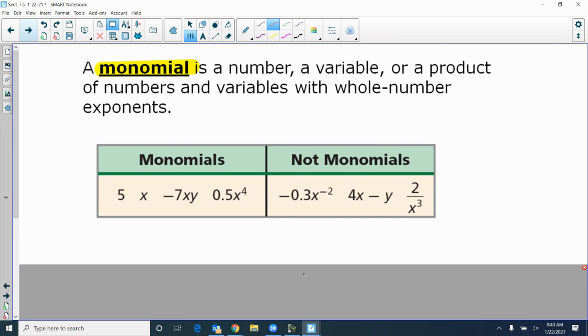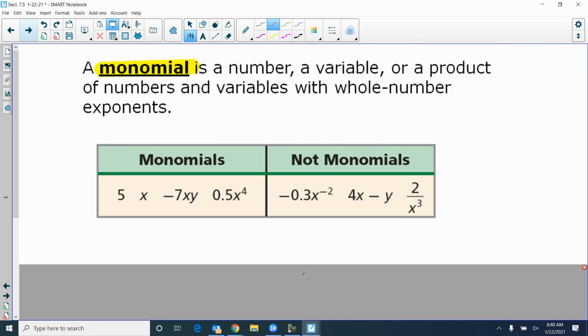All right. So now on your guided notes here. Monomial. Mono means 1, just like a monorail, 1 rail. Monomial, think of it as a single term, but it can be a number, a variable, or a product of numbers and variables with whole number exponents.